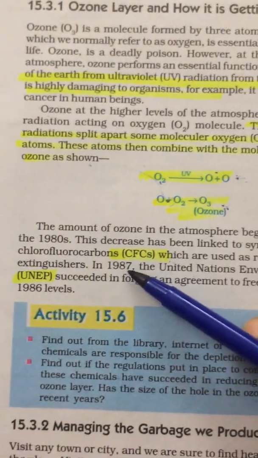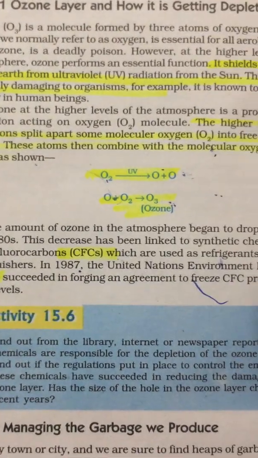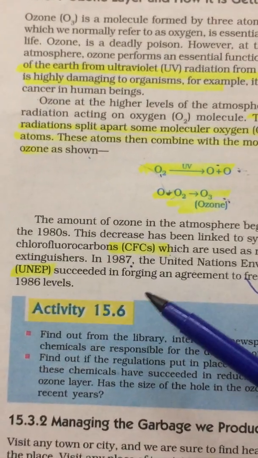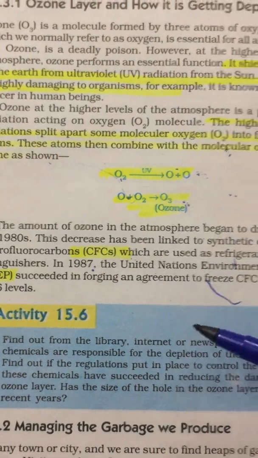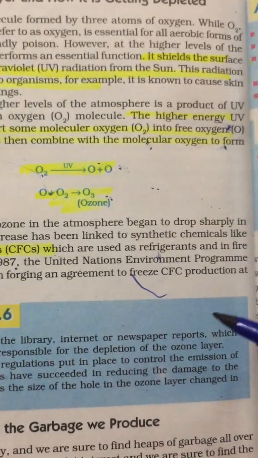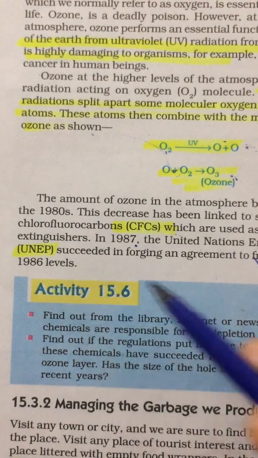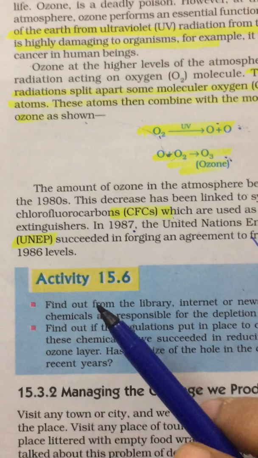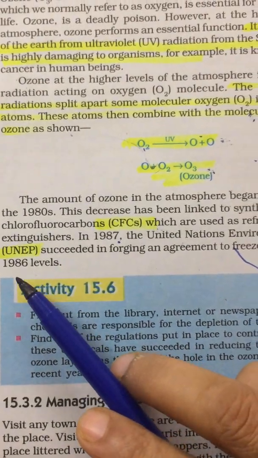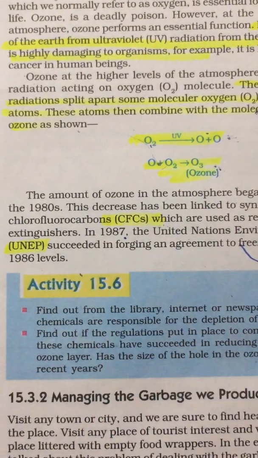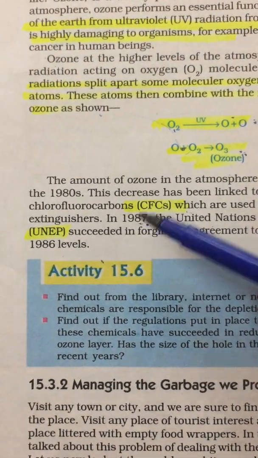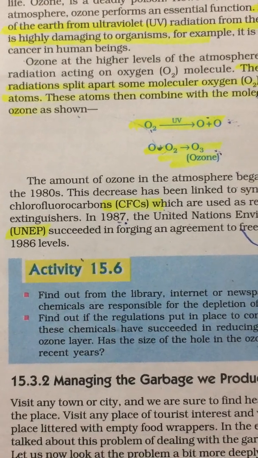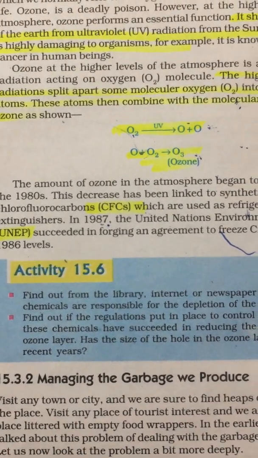So in 1987, the United Nations Environment Programme was formed between different countries, and an agreement was made. They froze CFC production at the 1986 level. In 1987, the different nations froze the level of CFC production at the 1986 level. उन्होंने ये फैसला किया 1987 में कि जितना 1986 में CFC प्रोड्यूस हुआ है सिर्फ हम उतना ही प्रोड्यूस करेंगे, उसको इंक्रीज अमाउंट को नहीं करेंगे.